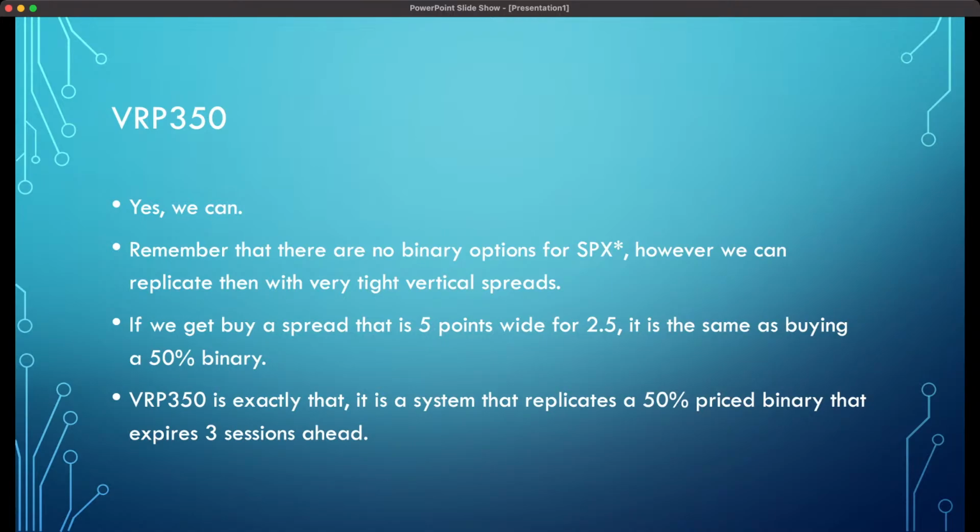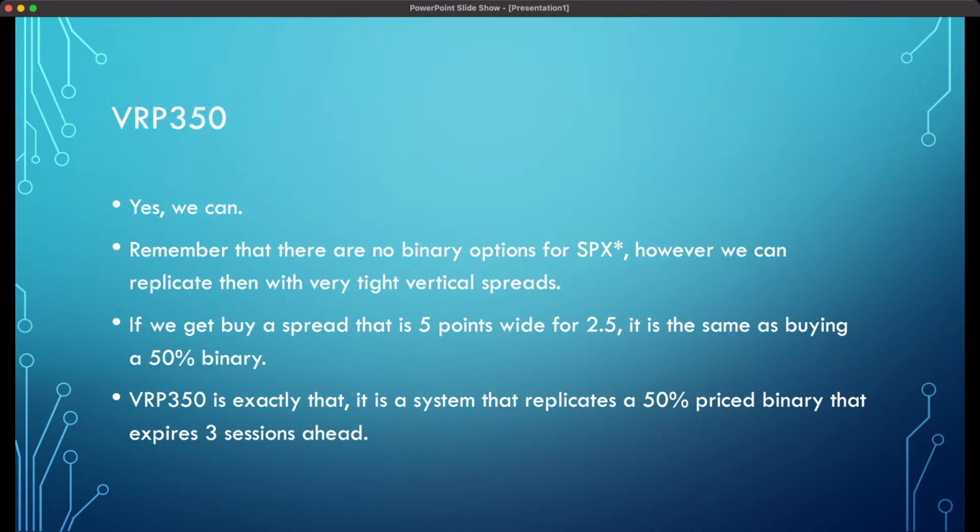So there are no binary options in SPX, but there is a very interesting fact that we can replicate binary options with tight vertical spreads. And it's very easy to see. From a mathematical point of view, a binary option is just a vertical spread whose width approaches 0. For those of you who like calculus or advanced mathematics, if you take the limit of the width to 0, that's a binary option. So, for instance, if we buy a spread in SPX that is 5 points wide, and it costs us $2.50, it's basically the same as buying a 50% binary. It's exactly the same. We're paying half of the cost.